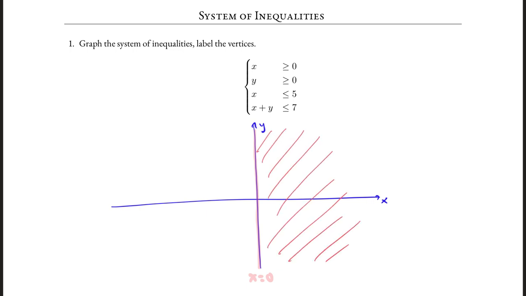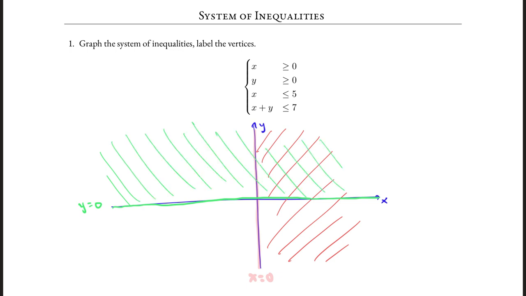The second inequality is y greater than or equal to 0, and this is the horizontal line, and it is solid as well because of the equal sign in the inequality. Y equals 0, and since it is greater than, we will shade everything above the line y equals 0.